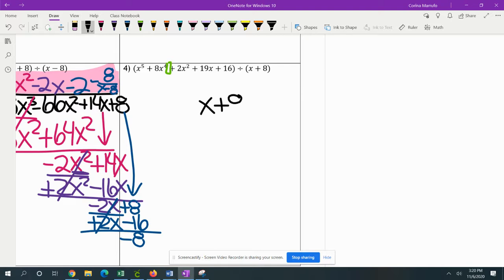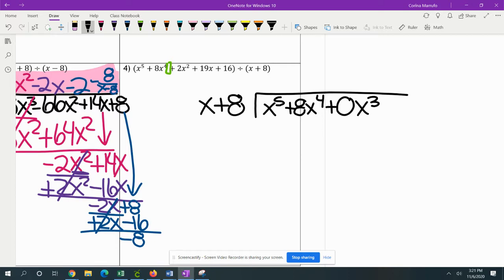So when we're dividing and we write this down, x plus 8 goes on the outside, and then in here goes x to the 5th plus 8x to the 4th power. And because we don't have an x to the 3rd power, we're going to have to write it in as 0x to the 3rd power because we don't have any. And you'll see right now why we need that space in there, okay? So plus 2x squared plus 19x plus 16.